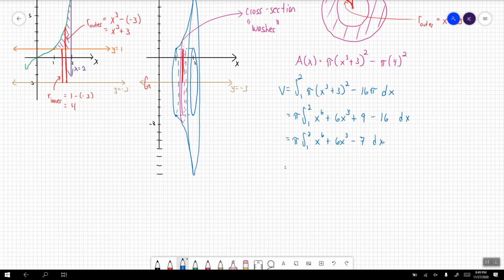All we do is integrate. And when we integrate this, and again, you can integrate this on your own, after a while you will get 471 pi divided by 14. And again, this is cubic units.